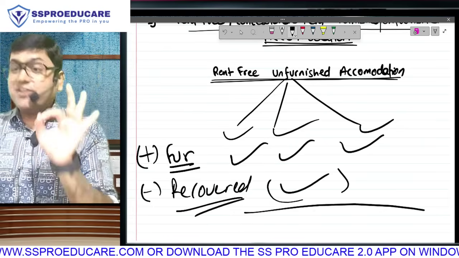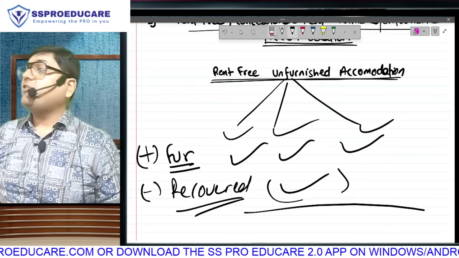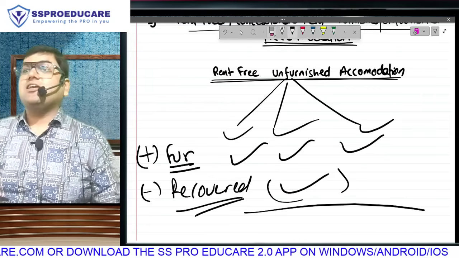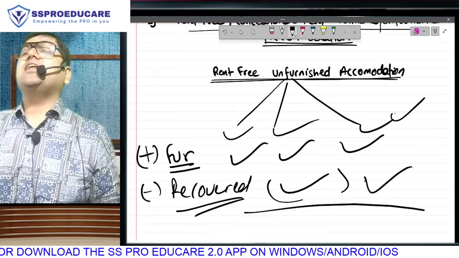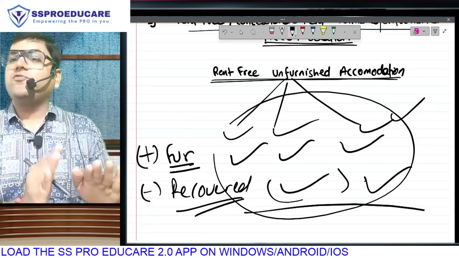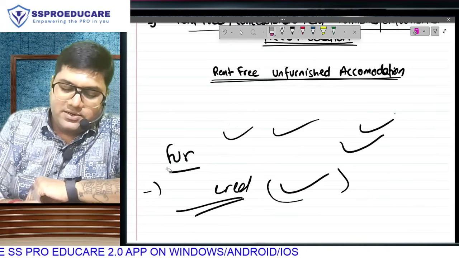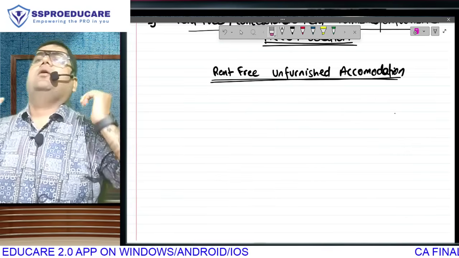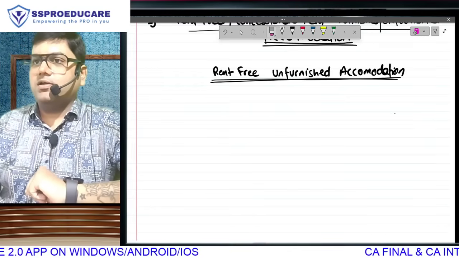So, if it is rent free unfurnished, this is my answer. If it is rent free furnished, then this plus this is my answer. If it is concessional rent unfurnished, then this minus recovery is my answer. And if it is concessional rent furnished, then all 3 amounts will come. So we start with rent free unfurnished, and by the end the chart will give us all the possibilities. Starting point of the chart is going to be rent free unfurnished.